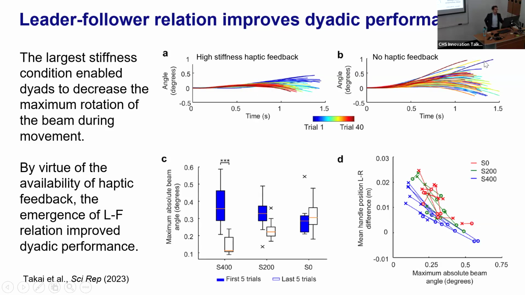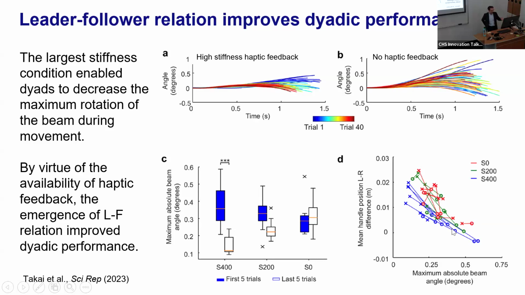So the co-adaptation I showed you earlier seemed to be related to this better performance. And of course, when there is no haptic feedback, again, you do the task anyway, but the relationships are all over the place. And you see again, from the first 5 trials to the last 5 trials, that there's an improvement, like shown here.